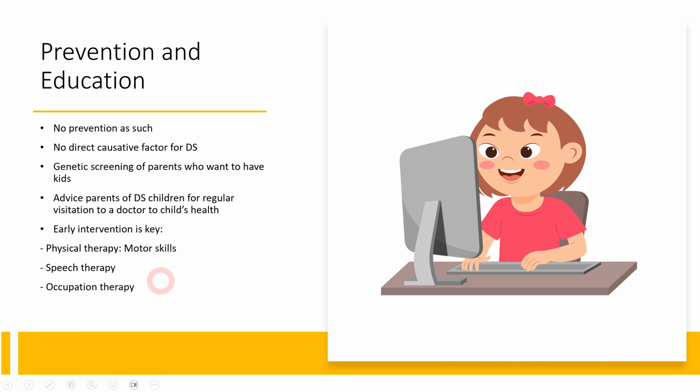Other than that, some occupational therapy can also be offered so that they can be a little bit independent and perform tasks themselves. And lastly, special education programs should be offered to the children as well as parents so that they can be more aware of what actually is Down syndrome and how they can actually manage such a condition.